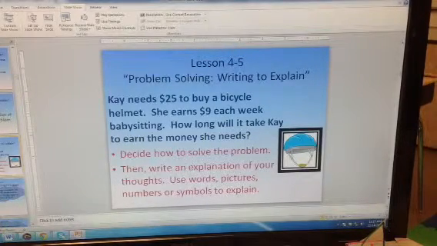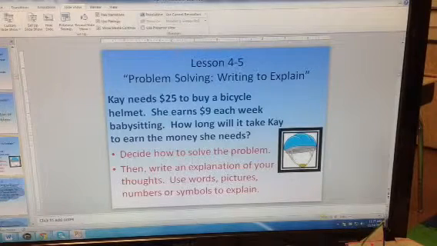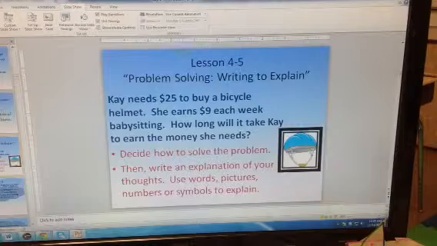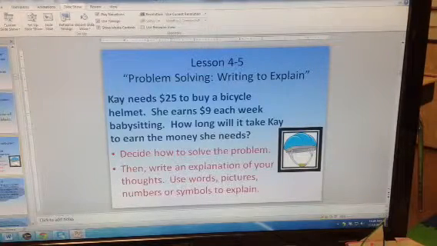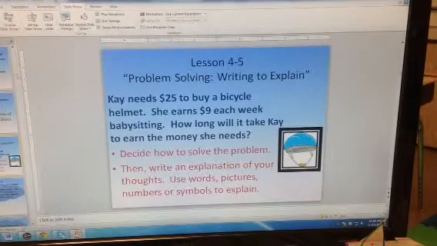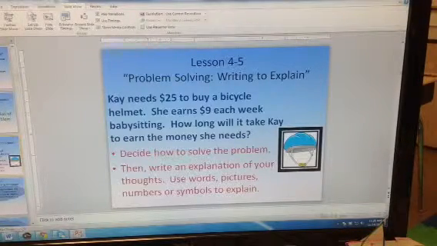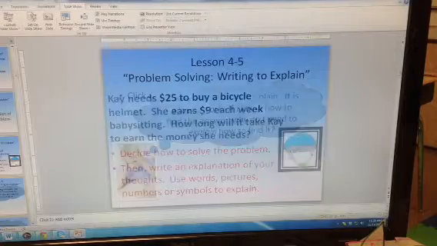Here's a problem we talked about for a while this morning. Kay needs $25 to buy a bicycle helmet. She earns $9 each week babysitting. How long will it take Kay to earn the money she needs? You need to decide how to solve the problem, and you need to write an explanation of your thoughts using words, pictures, numbers, or symbols to explain.